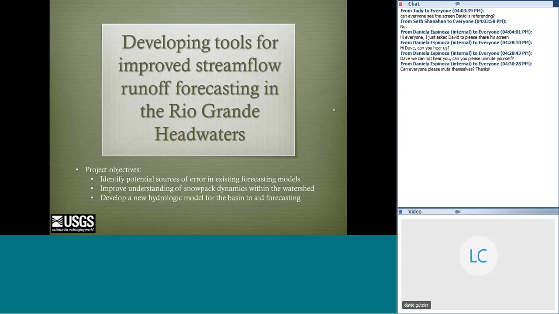Our project objectives are to identify potential sources of error in existing forecast models. Secondly, to improve our understanding of snowpack dynamics within the watershed, and Grant will talk about that. And then also to develop a new hydrologic model for the basin to aid in forecasting, and Colin will present those results.